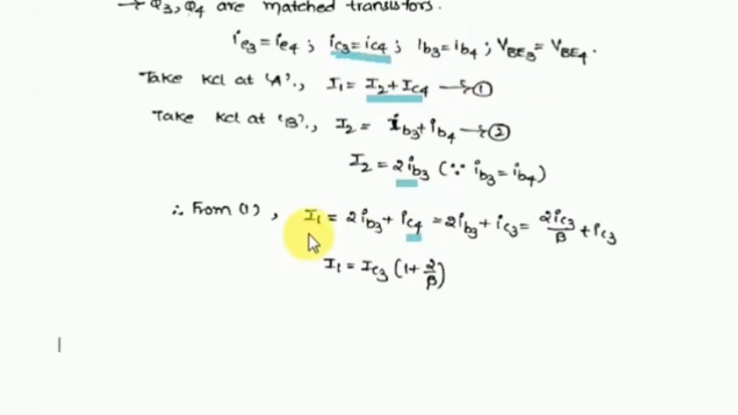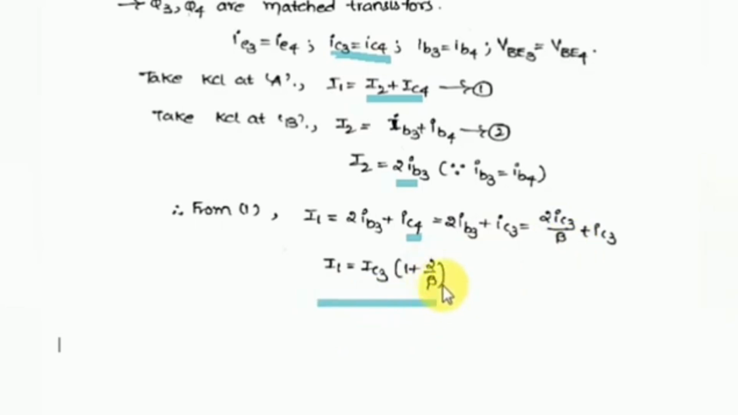So finally we can write I1 as 2IB3 plus IC3. We know the relation of IC3 and IB3, which is IC3 is nothing but beta times IB3. So from that IB3 equation we can write IB3 as IC3 by beta. So finally we will obtain I1 as IC3 into 1 plus 2 by beta.